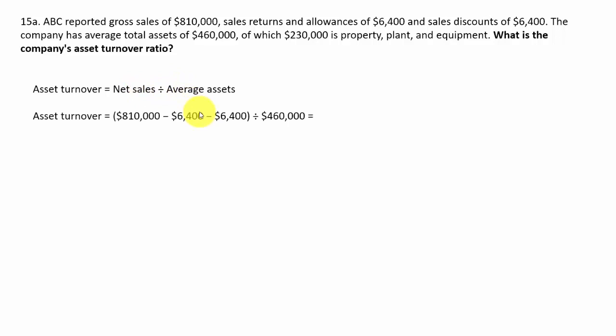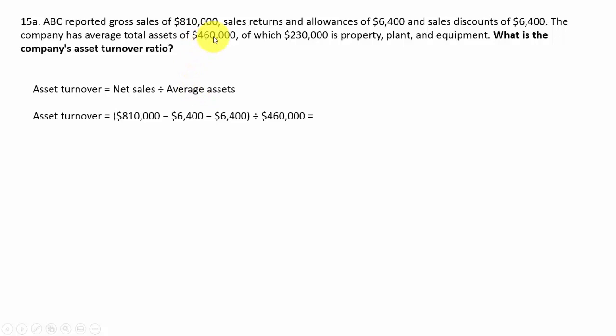And in this case, looks like net sales will be the gross sales of $810,000 minus returns and allowances of $6,400 and sales discounts of $6,400. It just so happens that these two numbers are the same. So just keep that in mind. It's just a strange coincidence. So when you come up with the gross sales minus returns, allowances, and discounts, you get net sales. And then you divide that by average assets.